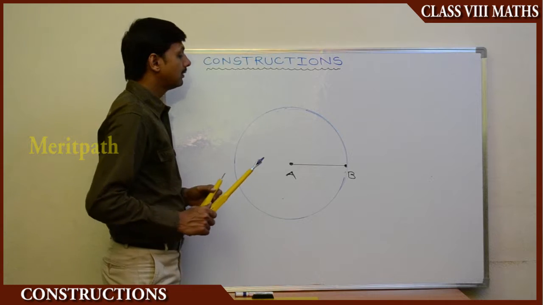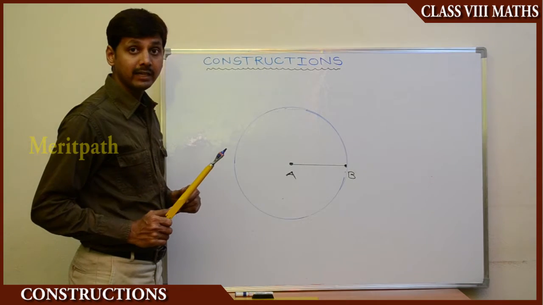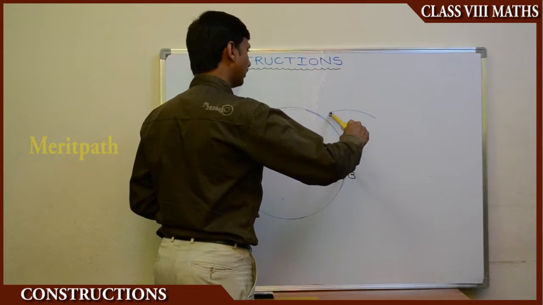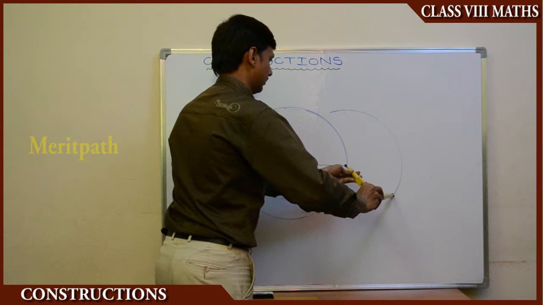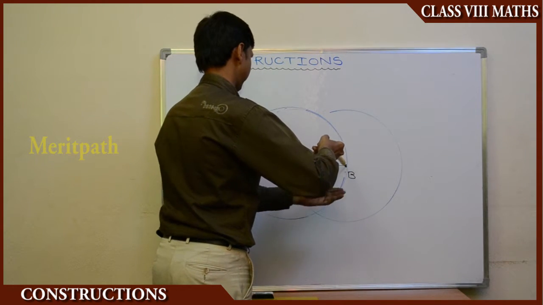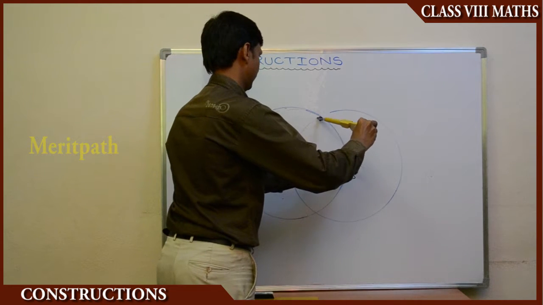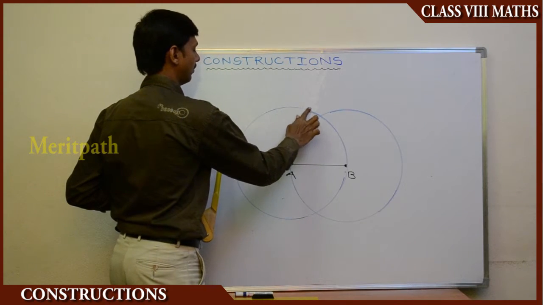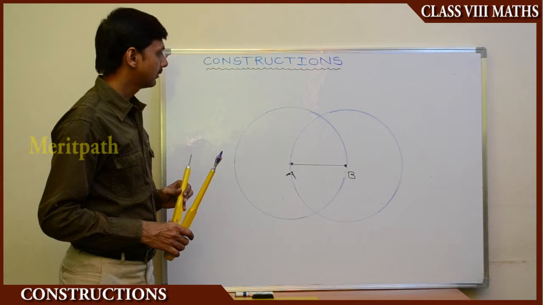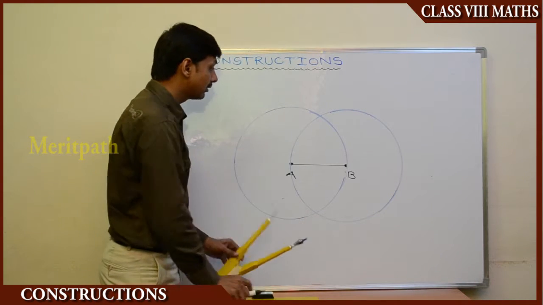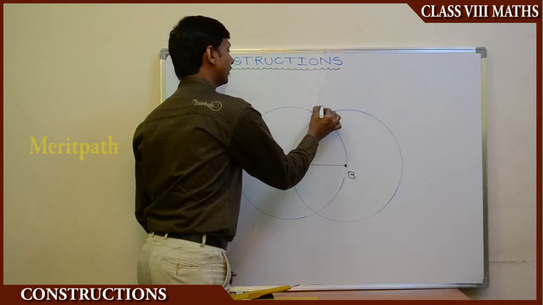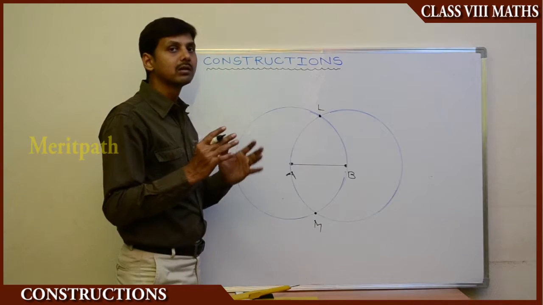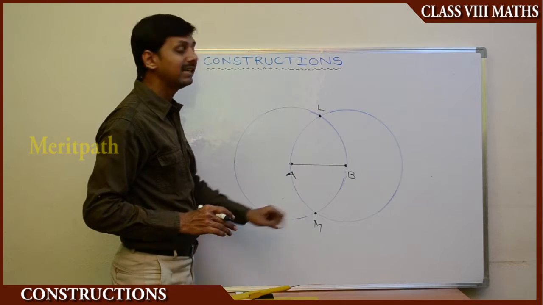So now let's take B as the center. Draw another circle. We have drawn. So we got two circles. The two circles are intersecting at 2 points. Let's name them L and M. The two circles are intersecting at 2 points, L and M.